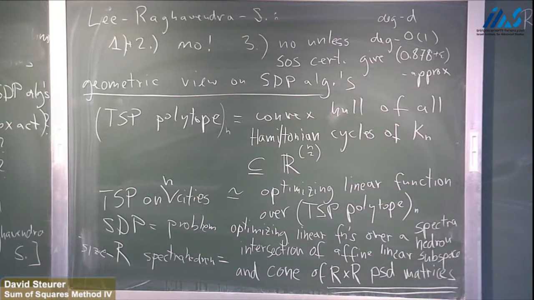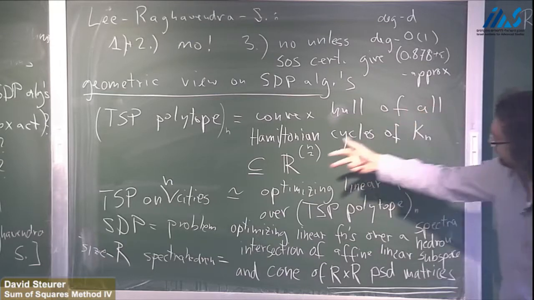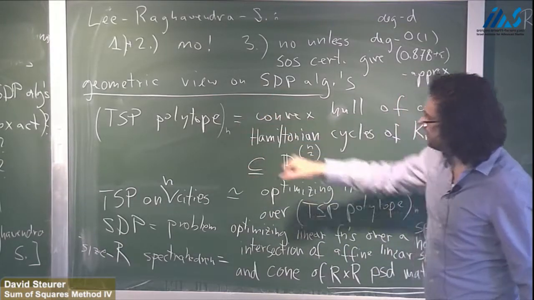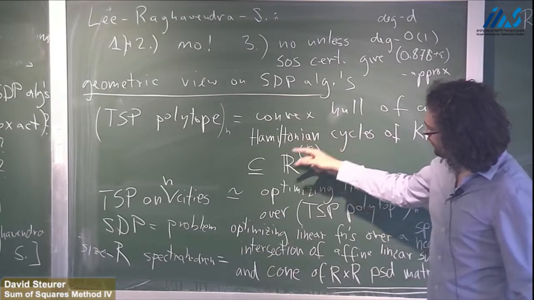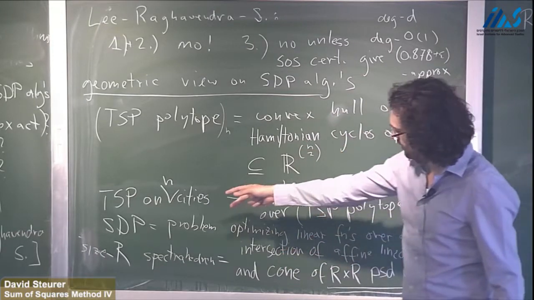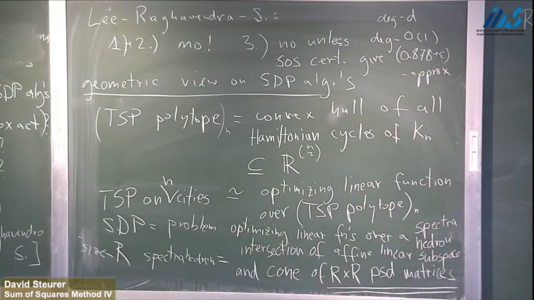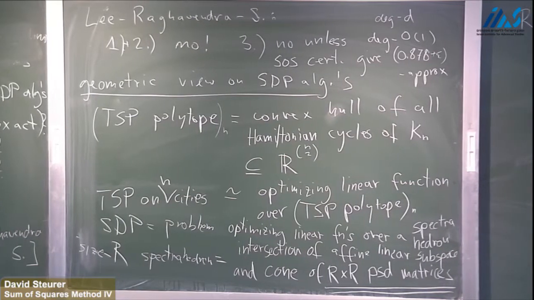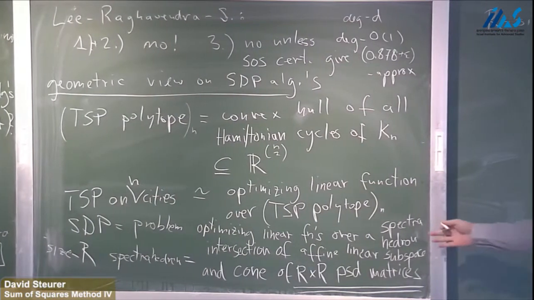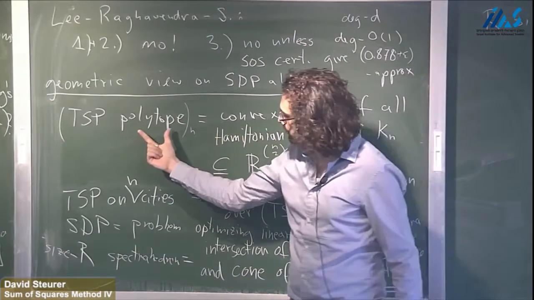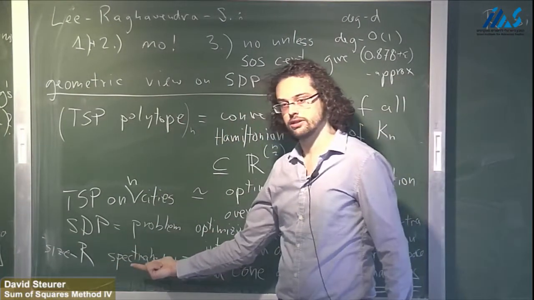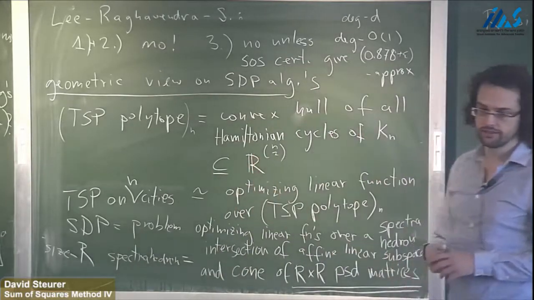Now the question is, can I reduce the problem of optimizing linear functions over this TSP polytope to the problem of optimizing a linear function over a small size spectrahedron? Because then that would give me a good algorithm for the traveling salesman problem. You can't expect that the TSP polytope is equal to a size R spectrahedron. That would be the most naive way of using this.